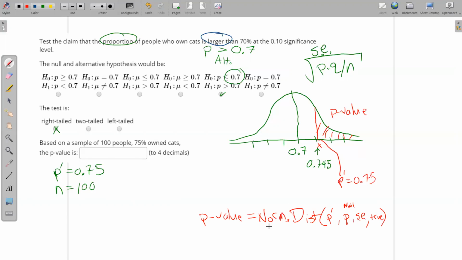Now, because the norm dist only does left tails, since this is a right tail, I have to tweak it by doing a 1 minus, which flips from the left side to the right side, because all of the probability has to be 100%. So I'm going to do a 1 minus a norm dist, and then I'll have StatKey double check with a picture.